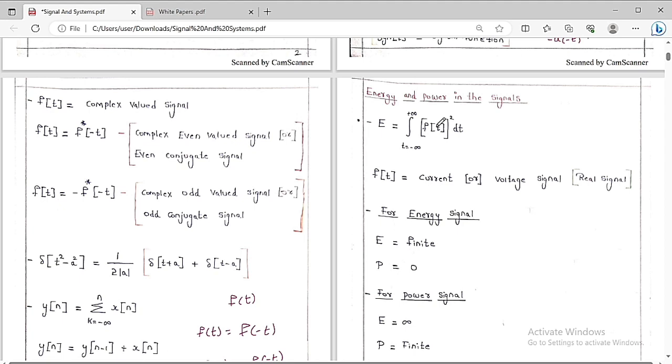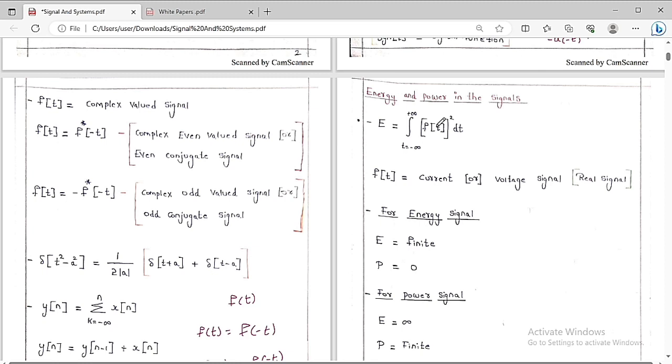So we are going to discuss how much energy as well as power is present in signals. These concepts we are going to discuss in great detail. So what is the energy formula? Energy E is equal to the integration from t equals minus infinity to plus infinity of f of t whole square into dt. This is an important formula. Always keep it in mind.